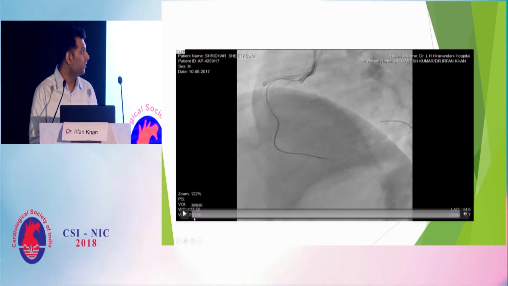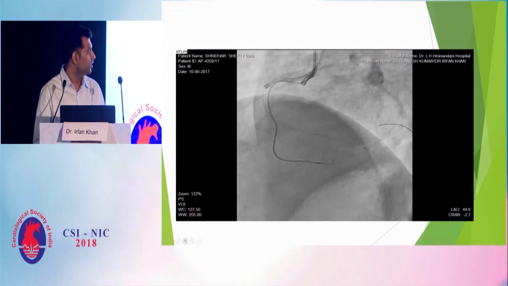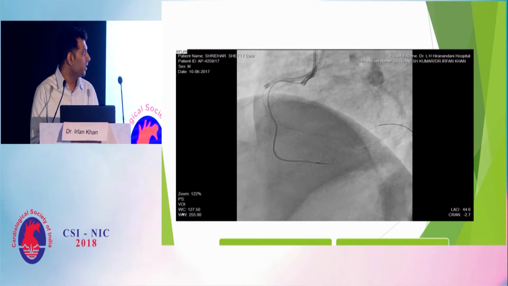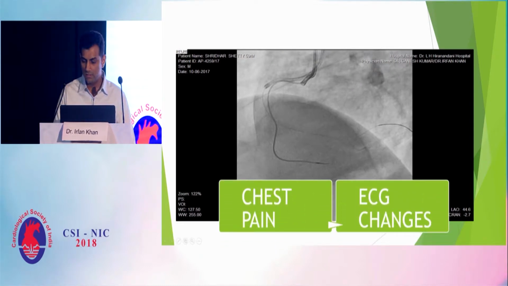So epicardial collaterals were tried. You can see there is a Corsair microcatheter which is going into the epicardial collateral. At the same time the patient starts developing chest pain and there were some ECG changes. We knew that we were in some kind of trouble. Probably we had perforated the epicardial collateral. This is probably after 2-3 hours after doing the procedure.